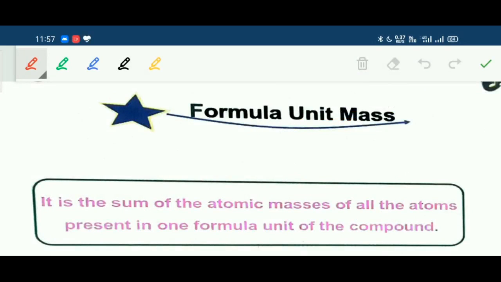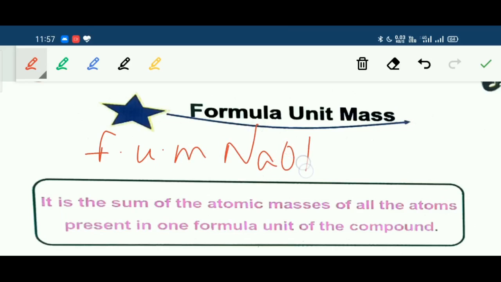Similarly, in formula unit mass, if we replace u with g, it will be known as gram formula unit mass. For example, formula unit mass of sodium hydroxide is equal to 40 u. Therefore, gram formula unit mass of sodium hydroxide will be equal to 40 g.